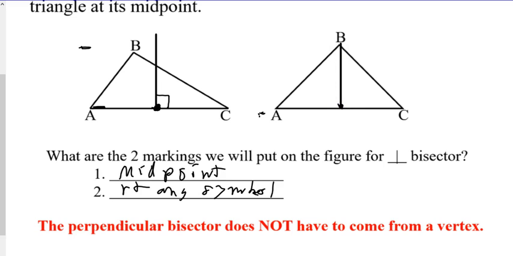Notice this one is coming from the vertex, but the first one was not. It does not have to come from a vertex. It is just basically doing two things. It's making a 90-degree angle, and it's cutting the side in half. So this piece is equal to this piece is equal to that piece. Perpendicular bisector. This is the midpoint right here.